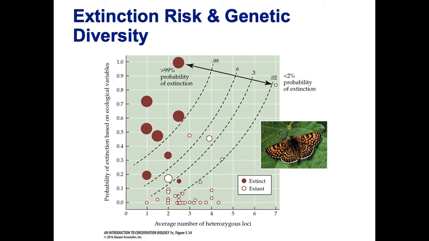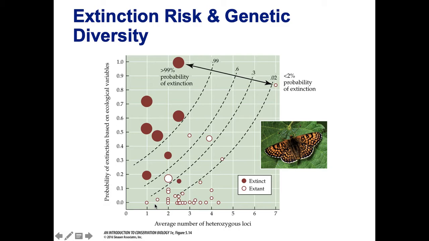So this looks at extinction risk and genetic diversity. This looked at different populations that would go extinct and ones that are extant. And if you remember, extant basically means not extinct. So the extant ones are still living. And what we see here is on the x-axis, the average number of heterozygous loci. Loci is the plural of locus. A locus is a location on a chromosome. And so they looked at the probability of extinction here and the average number of heterozygous loci.